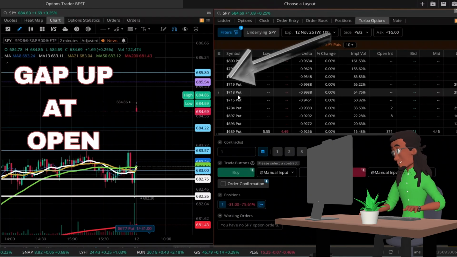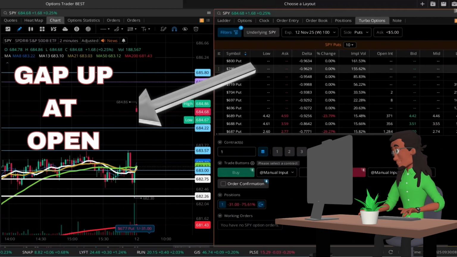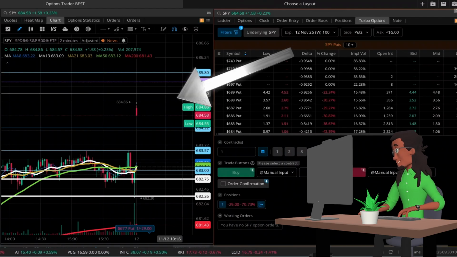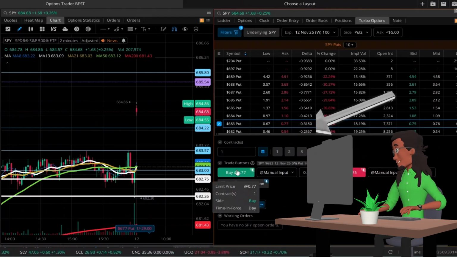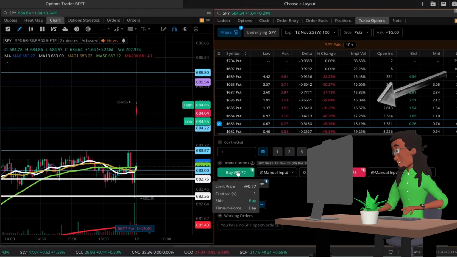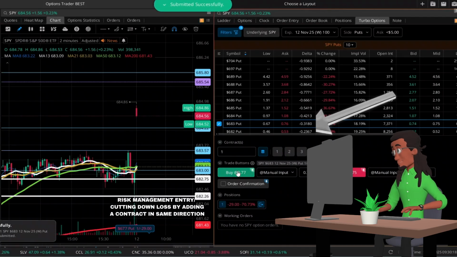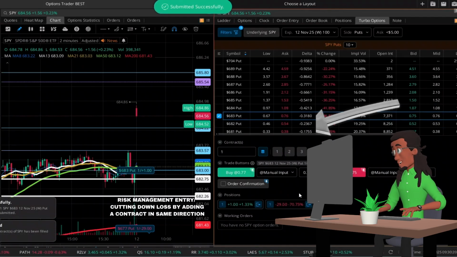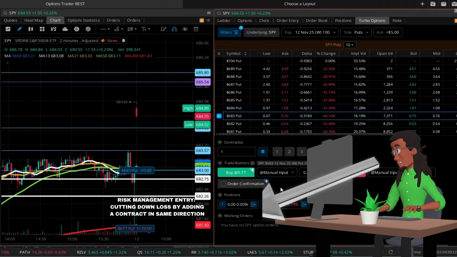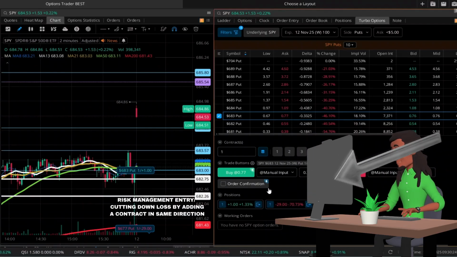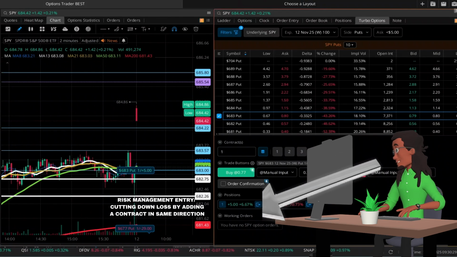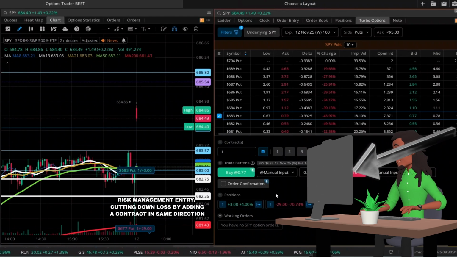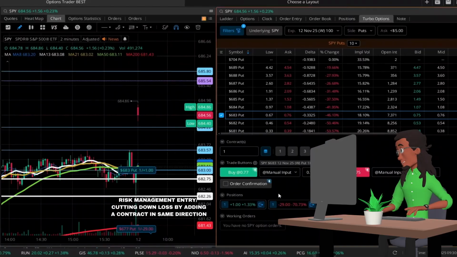Here we are trading the open. It's 9:30 and we have another gap up at the open. As you can see, I'm in a trade from the previous day, down $29, which is about my maximum loss. All right, so I'm gonna go ahead and try to minimize and manage this loss by entering a second contract with a higher delta in the same direction.